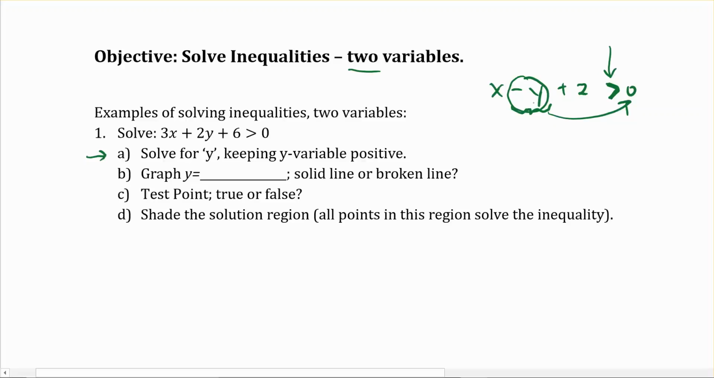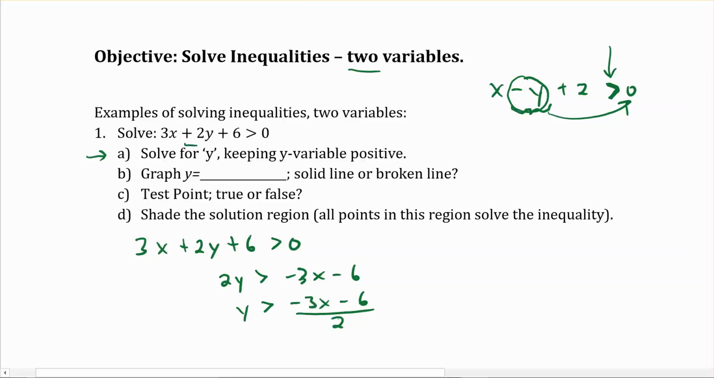Okay. So in this case, we've got 3x plus 2y plus 6 is greater than 0. It's already positive, so I'm just going to solve this like I normally would. So this would end up being 2y is greater than negative 3x minus 6. And then I divide everything by 2, so we'd end up with y is greater than negative 3x minus 6, all over 2.